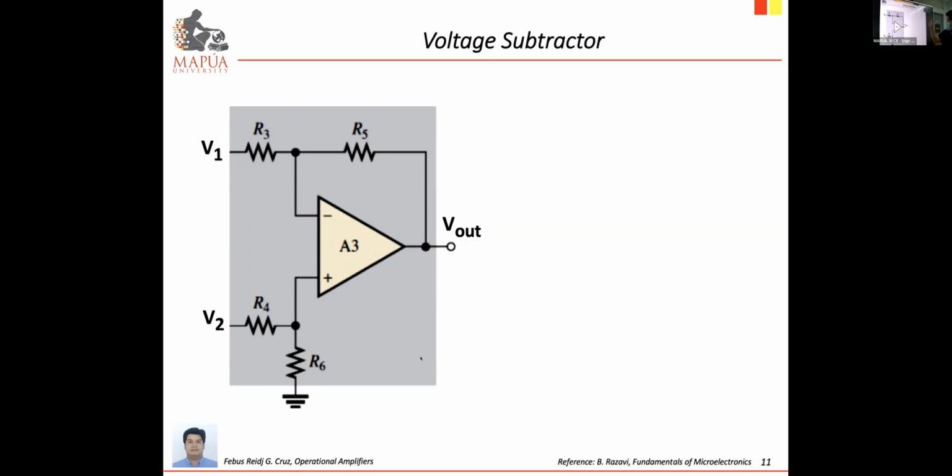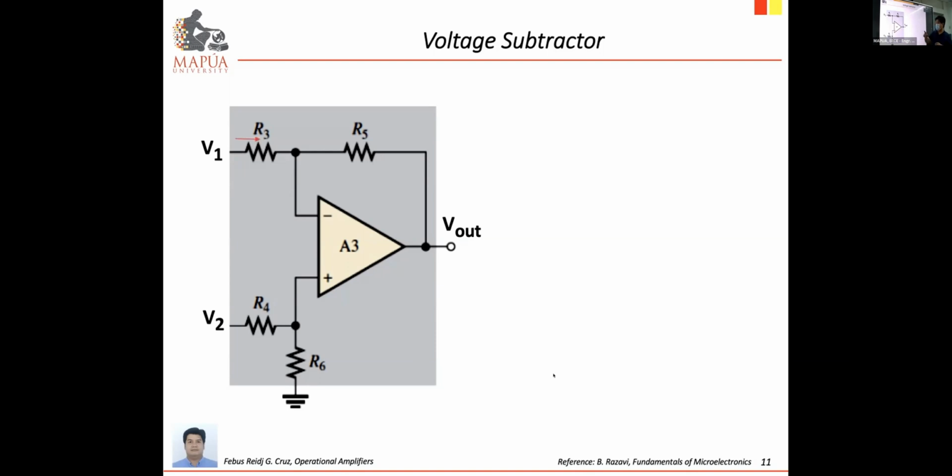For the difference amplifier or for the subtractor, it is the circuit that uses both inputs of the op-amp. We apply voltage at the negative input and another input voltage at the positive. All right, so that is our structure. So in this example, we have for V1, input resistance R3, then you have feedback resistor R5, connected between the output node and the negative input. Then for the positive side, you have resistances R4 and R6.